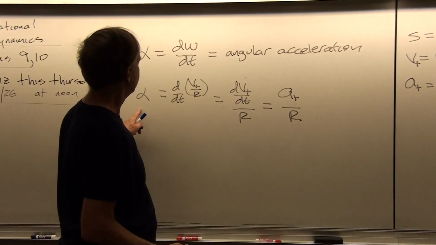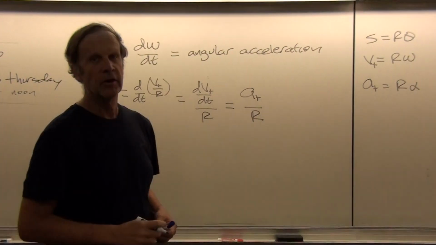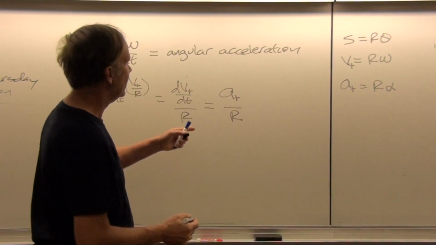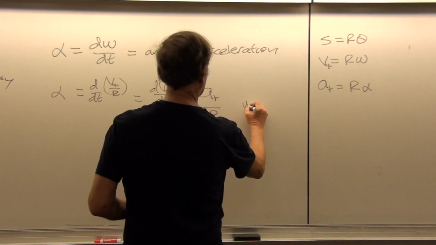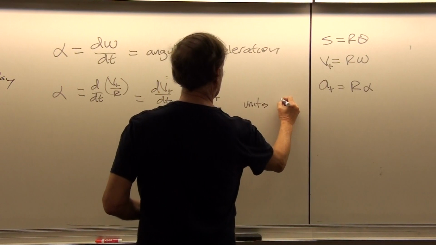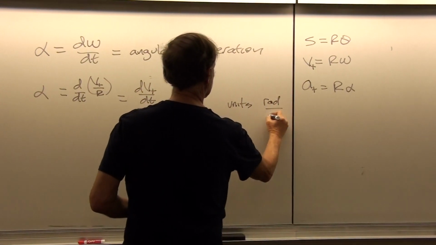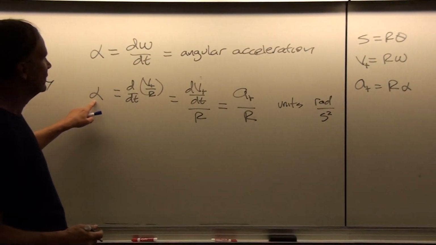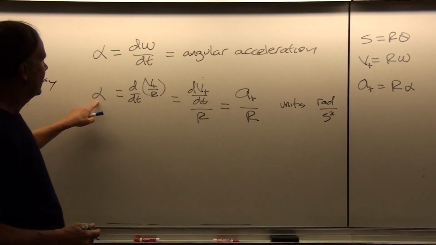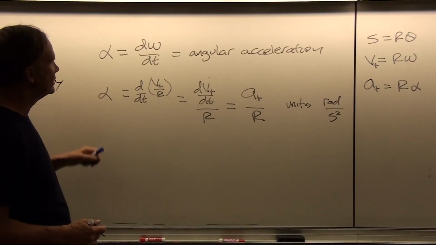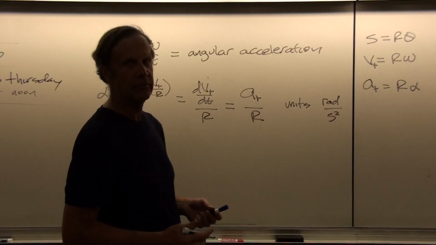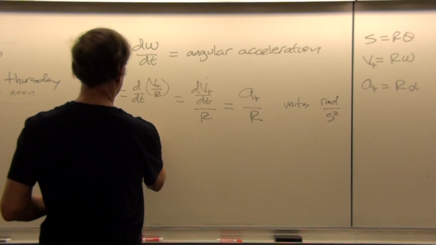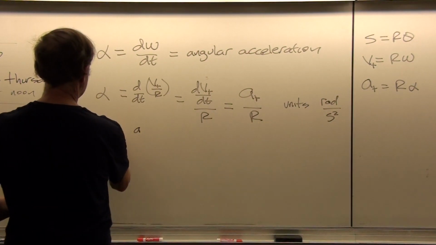And so if omega has units of radians per second, then alpha should have units of, you guessed it, radians per second squared. And so those are the units then for alpha, which now is representing a change in the spin rate. So put simply, what we're talking about here is a change in the spin rate.